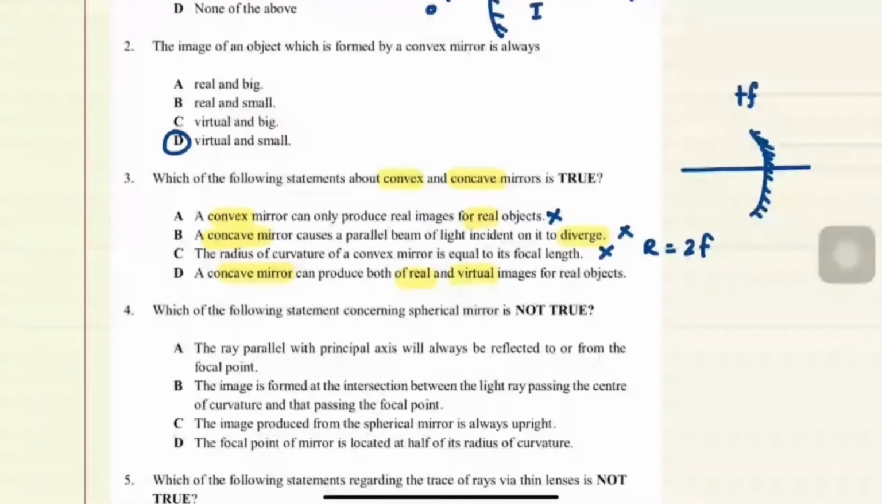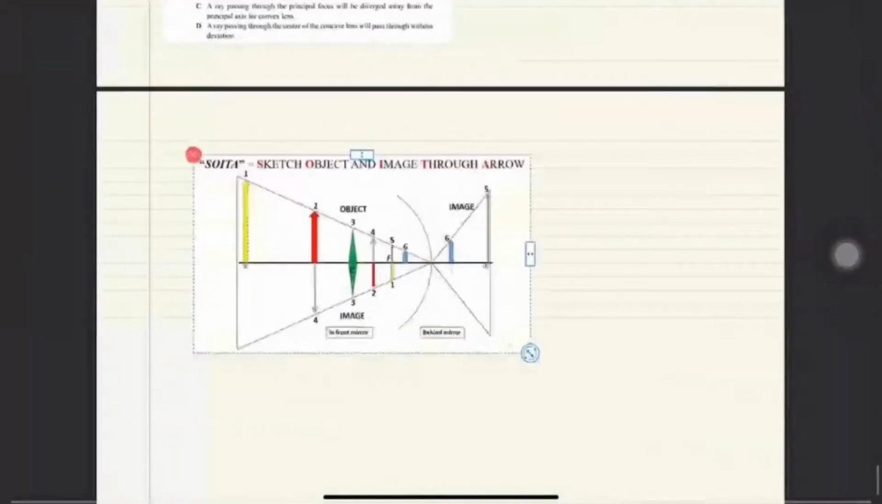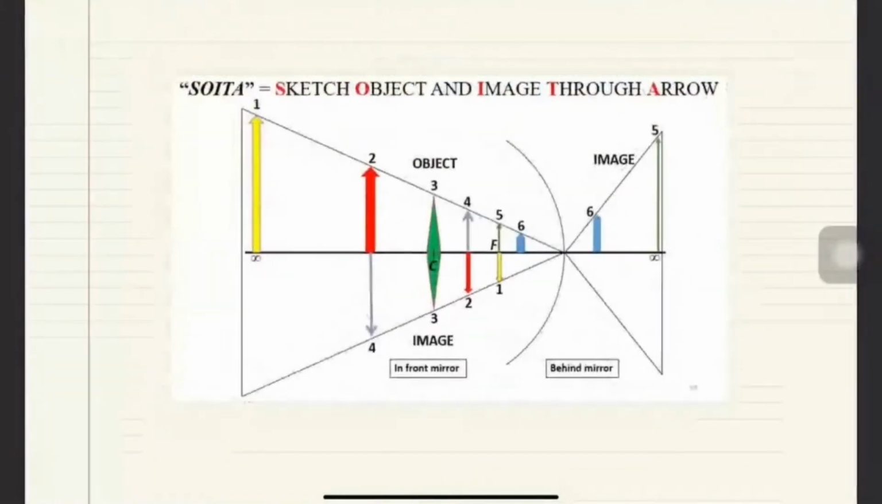So you can have virtual and real images. If you move close to the mirror, you will get an image on the other side. I'll try to show you a picture. Okay, this is an example for a concave mirror. Okay, so as you can see here, this is a concave mirror.